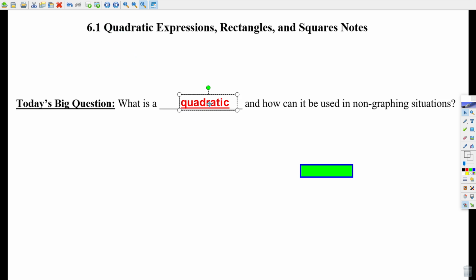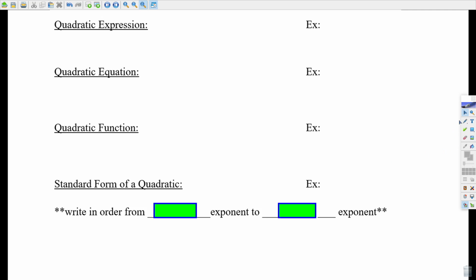And maybe you've heard this word quadratic. This will be used quite a lot throughout this chapter. It's pretty much all on quadratics. So we have a couple different things to define. We have a quadratic expression, we have a quadratic equation, and a quadratic function.